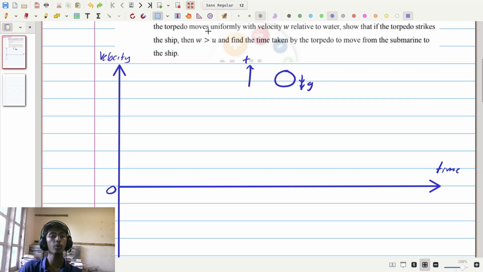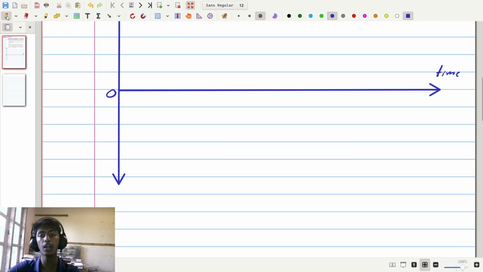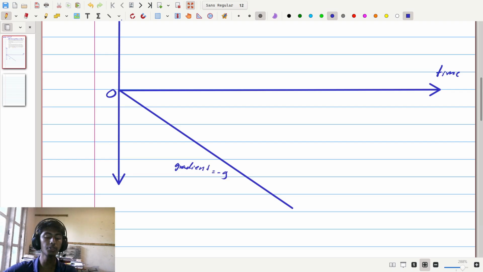Now due to this, we're going to have a constant downward acceleration of g, meaning we have negative g on this graph, meaning if we draw the line corresponding to the velocity of the first particle, particle A, it is going to look something like this. We're going to have a line going vertically downward like this at an angle, and this angle is going to be such that the gradient here, I'm going to write gradient, is equal to negative g, and this line is representative of the motion of the particle A.